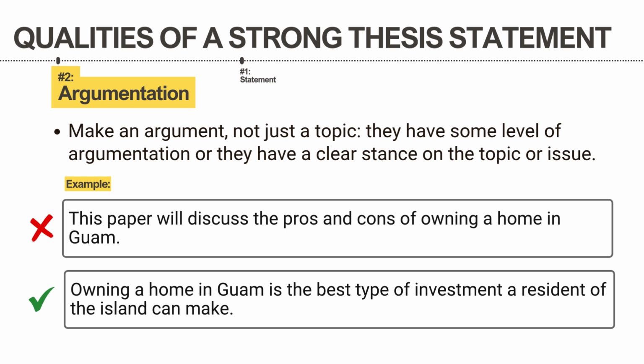It would be kind of like just a list, like here's some pros, here's some cons. But there's no clear opinion or stance that the writer took. So it's not very arguable, right? There's no argumentation there. So instead, we could put our opinion in it. So we could say, owning a home in Guam is the best type of investment a resident of the island can make. So now it's this writer's opinion that owning a home is the best type of investment.